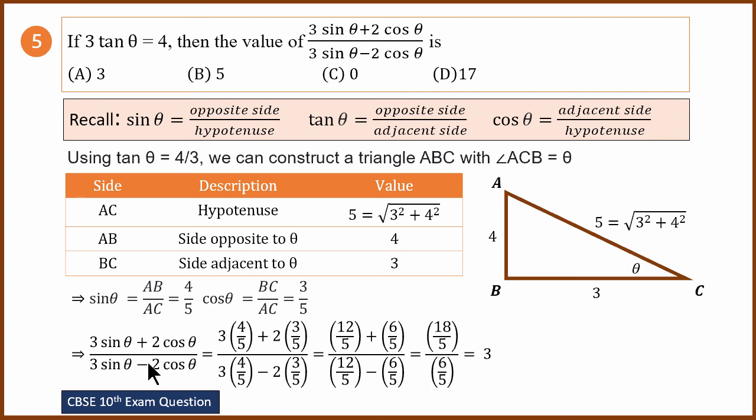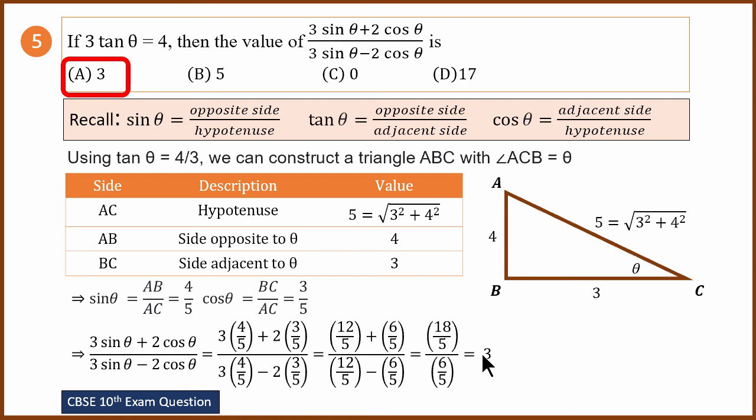In the denominator, everything is the same except minus. 3 times 4, 12. 2 times 3, 6. 12 plus 6, 18. This is 18 divided by 5. 12 minus 6, 6. 6 divided by 5. 5 gets cancelled. 18 by 6, 3. Answer is 3.